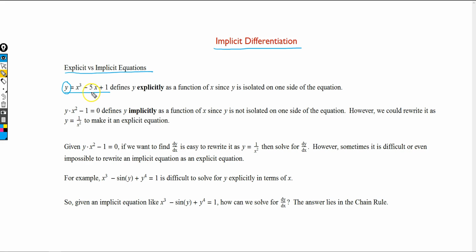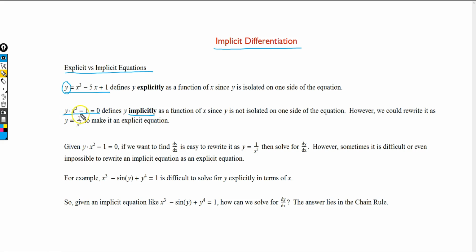We then say that this equation defines y explicitly as a function of x, since the y is on one side. And notice that we can plug a number in for x and we get back what y would equal. Now compare that to this equation, y times x squared minus 1 equals 0. In this case, we say this equation defines y implicitly as a function of x, since y is not isolated on one side of the equation.